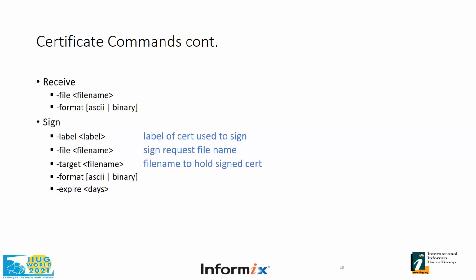Okay, we'll talk about receive a little bit more later, and this is what you do when you request a certificate to be signed by someone. After it's signed, you need to receive it back into your key store. And again, here, this is for signing a certificate. You specify the label, the file name, what the target is, the file that you're going to send back to the user that asked you to sign the certificate, and you get to specify how long the certificate is good for.